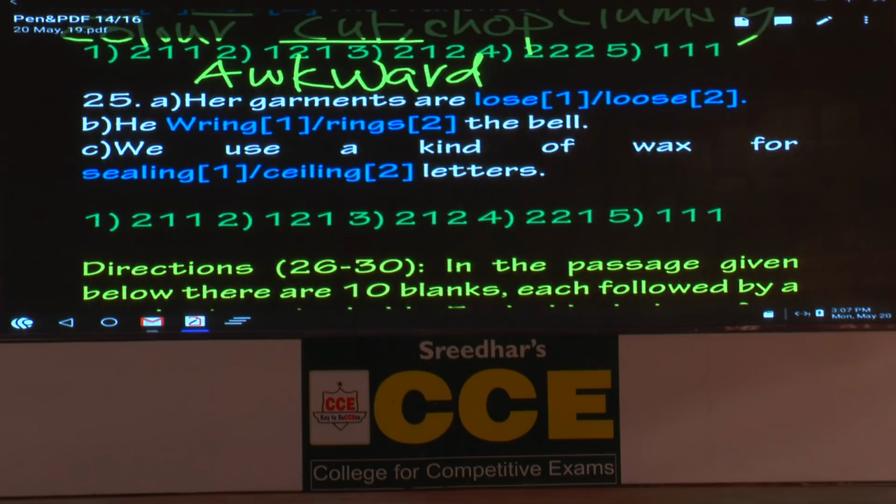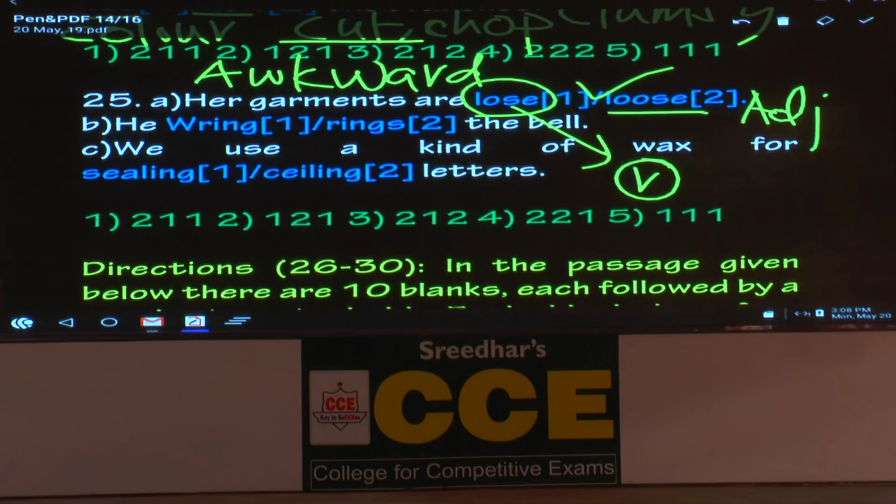25, her garments are loose. Which option? First one or second one? A loose, opposite tight. Which part of speech is this? Loose dress, loose shirt, adjective. And which part of speech is this? What is the past form?